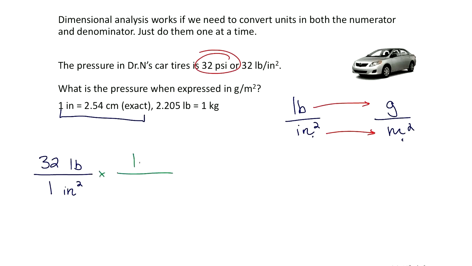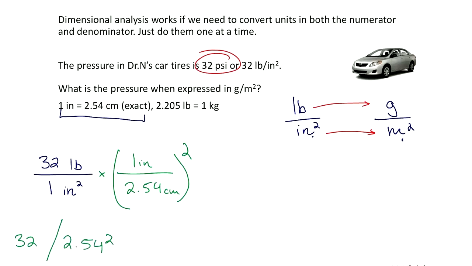So I'm converting inches, the bottom, first. I'm going to put an inch on the top. 1 inch is 2.54 centimeters, but what's the problem? You got to square it, yep. And again, if you square the whole fraction, you square both the top and the bottom. So in your calculator, you would write 32 divided by 2.54 squared. The whole fraction is squared. So it's 1 inch squared on the bottom, 2.54 squared centimeters squared.